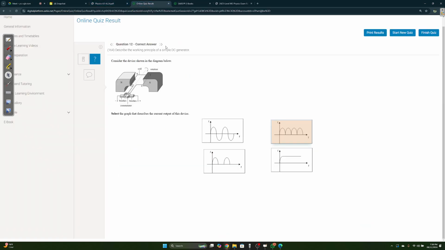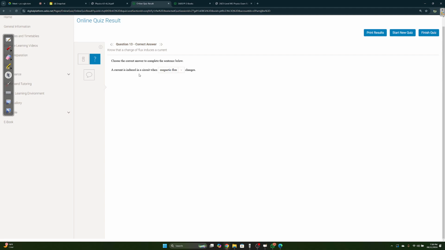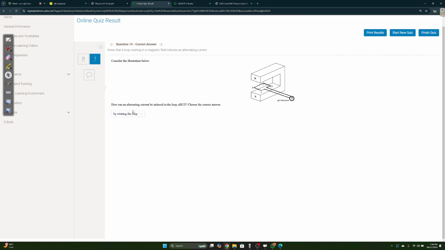Okay, question 13. A current is induced in a circuit. When is it induced? When there's a change in magnetic flux, right? Question 14. How can an alternating current be induced in the loop A, B, C, D? How can you have an induced current? If you keep it at rest, is there going to be an induced current? No. Remember, you have F, B, I. This is for induced current, okay? When it's one small electron, one small negative charge, it's going to be induced current. When do you get it? When you have a force and you have a magnetic field.